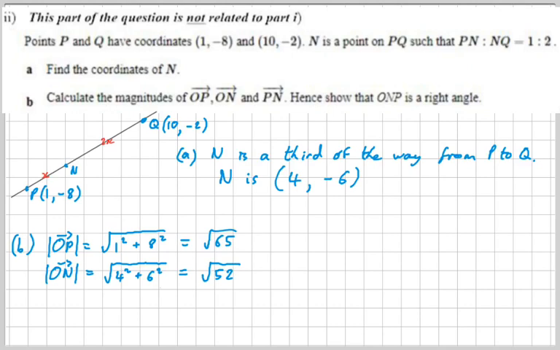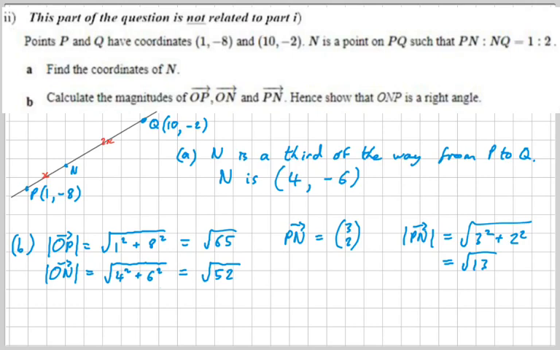And then finally P to N. Well, we haven't written down P to N yet, but we can very easily do that. How do we get from P to N? So 1 to 4 is plus 3, and minus 8 to minus 6 is plus 2, as we figured out before. There we are, 3, 2. And the magnitude of that, root of 3 squared plus 2 squared, which is root 13.